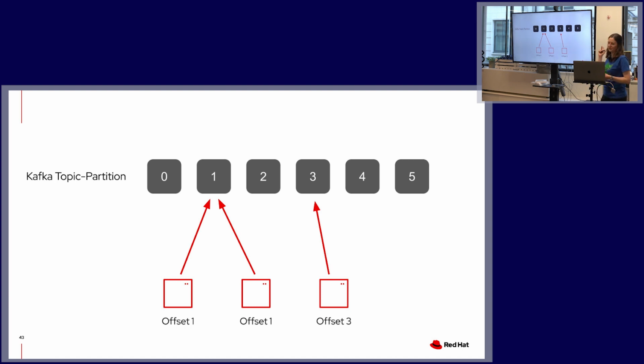So hopefully we're all familiar. This is quite an introductory Kafka slide, but we've got our Kafka topic, partition and our offsets, so how we uniquely identify particular records.